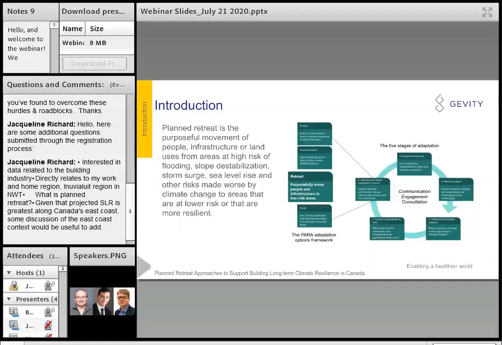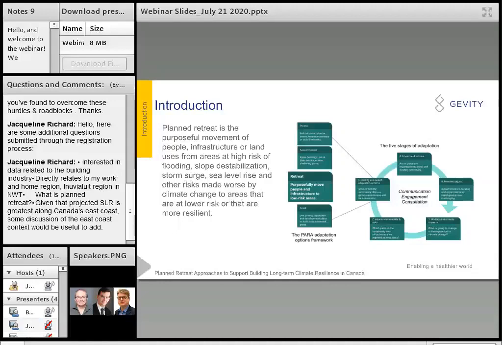from areas at high risk of flooding, slope destabilization, storm surge, sea level rise, and other risks made worse by climate change to areas that are at lower risk or more resilient. So as John mentioned, this definition is skewed towards climate change adaptation rather than necessarily post-disaster retreat.